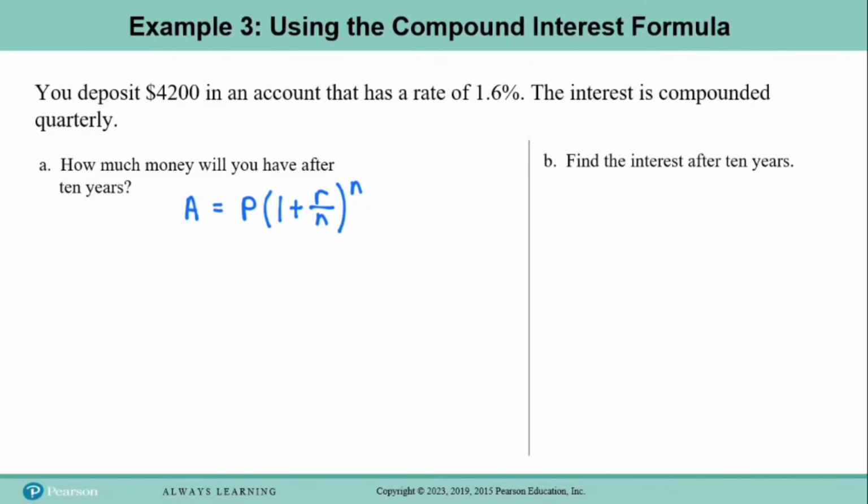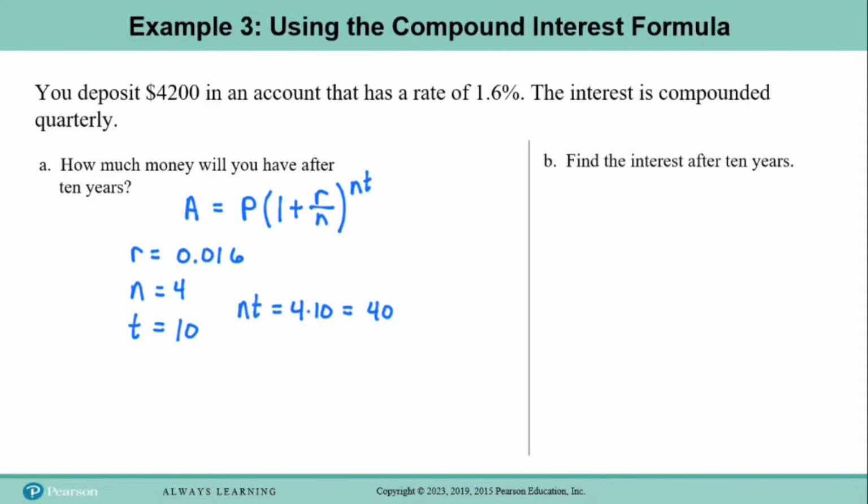Okay, let's go ahead and write down our formula. And we can see that the principal is $4,200. We can see that the rate is 1.6%. When we convert that to decimal form, we'll have 0.016. Then we want to get the exponent n times t. So if we're compounding interest quarterly, then we're compounding interest 4 times a year. So that would mean n equals 4. And t is given in the problem as 10 years. And so n times t is going to be 4 times 10, which is 40.